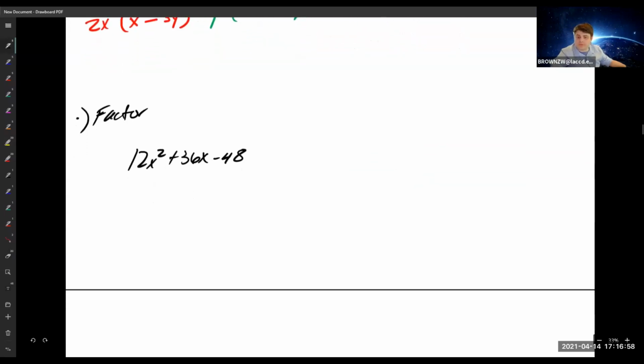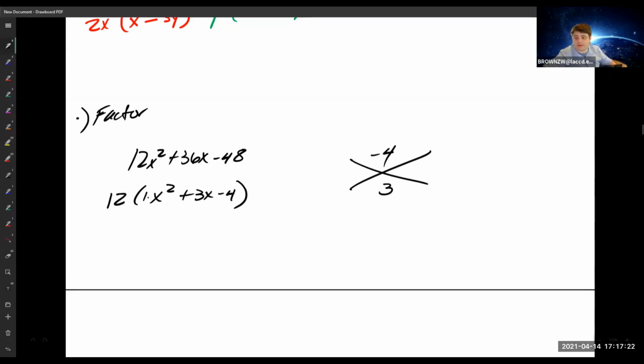So before I start going to my diamond problem, what I can do is pull out that 12, and I'll be left with x squared plus 3x minus 4. And now we're doing a much, much simpler expression. So multiplying a times c, we've got negative 4, and my b term here is 3. So obviously much, much easier to deal with the smaller numbers.